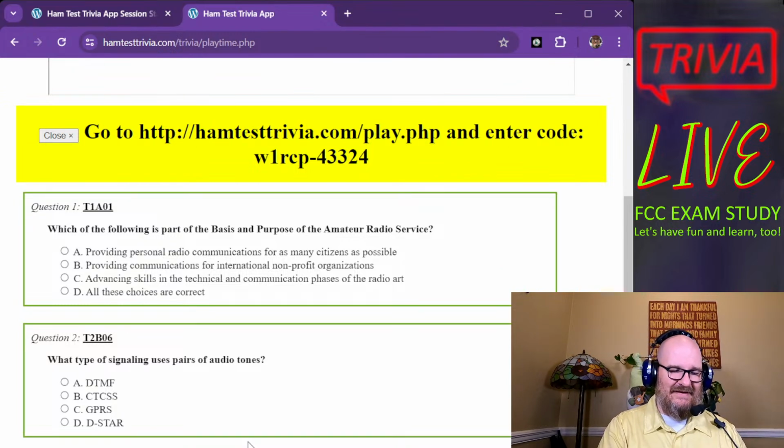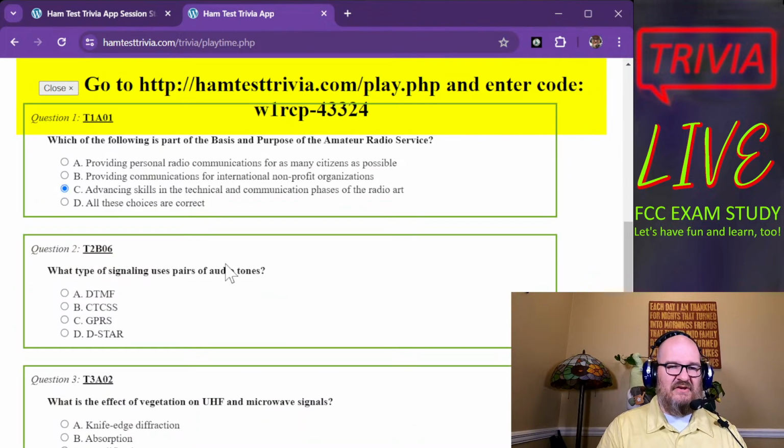So let's go ahead and look at these questions that we have here on this particular trivia. Which of the following is part of the basis and purpose of the amateur radio service? Providing personal radio communications for as many citizens as possible. That word right there kind of gives it that that's probably not going to be it. Providing communications for international non-profit organizations? Nah. Advancing the skills in technical and communication phases of the radio art. Hey, it's art. I'm an artist. Hooray. All right, so let's move on.